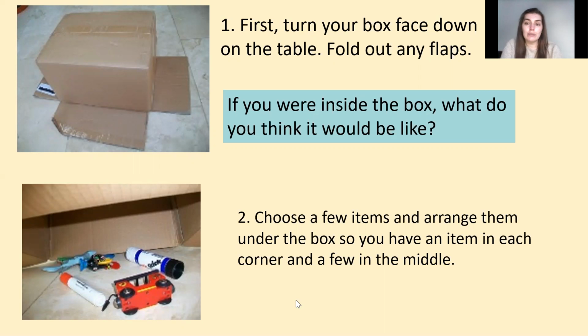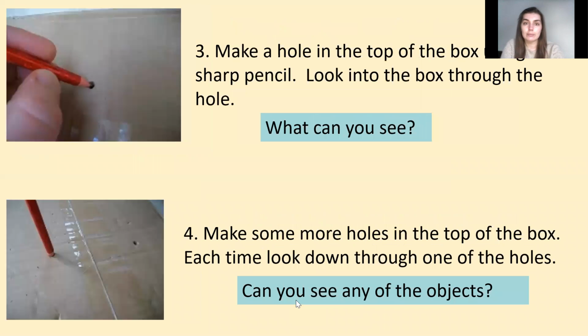Next, you're going to choose a few items and arrange them under the box so you've got some items in the middle and in each corner of the box. Next, you're going to make a hole in the top of the box using a sharp pencil and look into the box through the hole. What can you see?